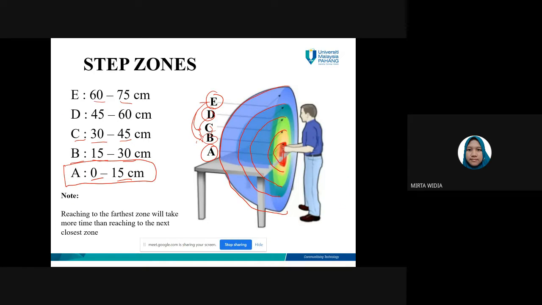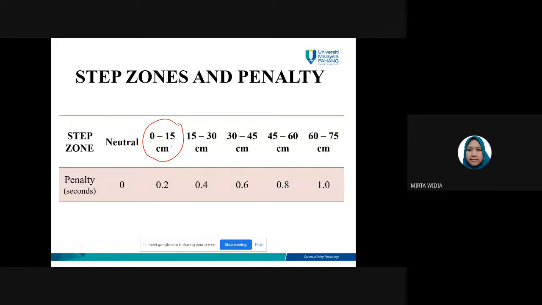If it is located between 0 and 15 cm, the penalty is about 0.2 seconds. Penalty means the worker will use 0.2 second to reach something in area A. This one is B, this one C, D, and also E. So B area is 0.4, C 0.6, D 0.8, E is 1 second. This is the penalty.